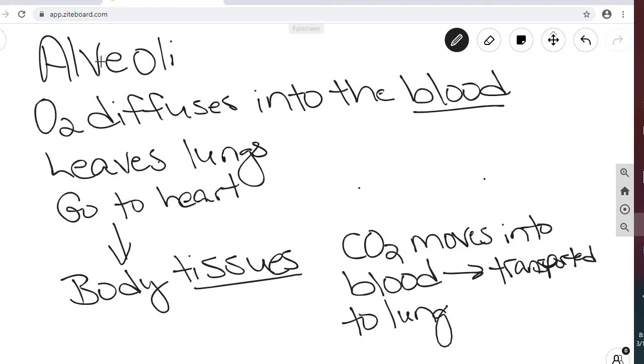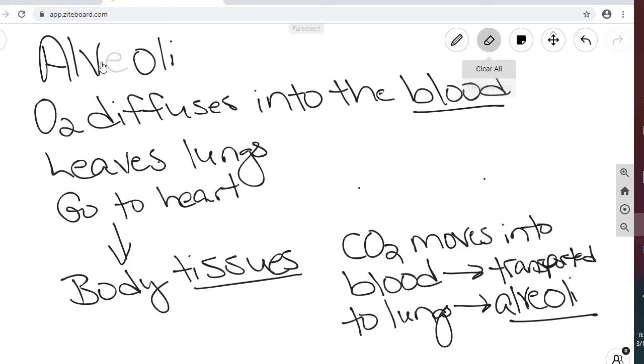And then, as we said earlier, at the lungs, it moves into the alveoli, and then it can be exhaled from the body. So oxygen and carbon dioxide get exchanged between the blood and the cells, and that's really one of the main jobs, the main job really, of the respiratory system. And the respiratory system performs other functions, like our sense of smell comes from the respiratory system.